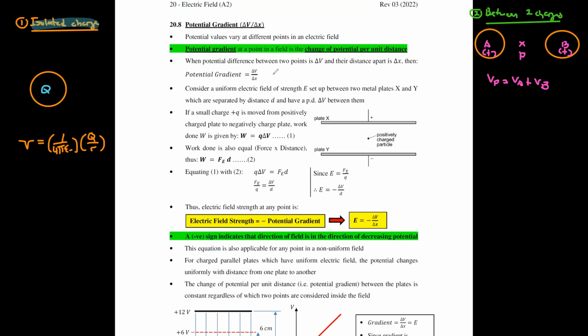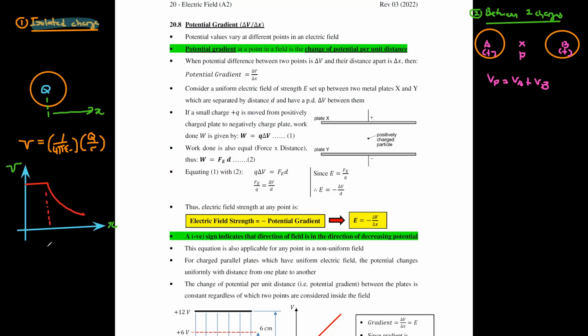If I were to ask you to draw the graph of variation of electric potential with distance x from the center, let's just say that this one here from the center of the sphere is x. What you have learned before this is that inside the sphere, the potential should have been constant. And then outside the sphere, the potential will tend to decrease in this manner.